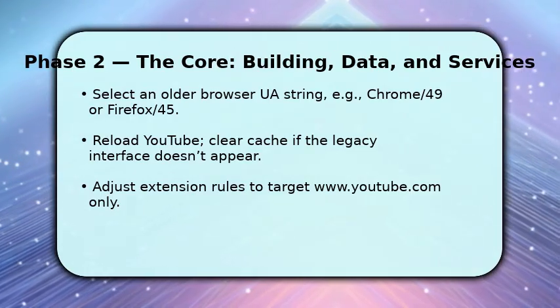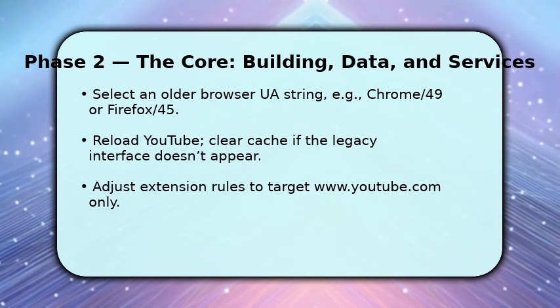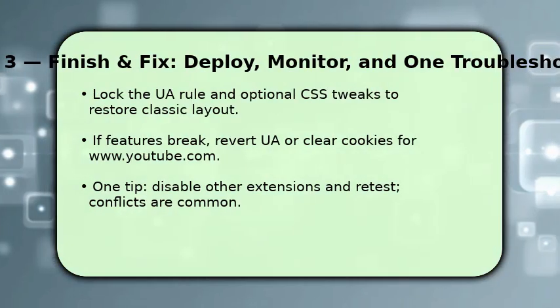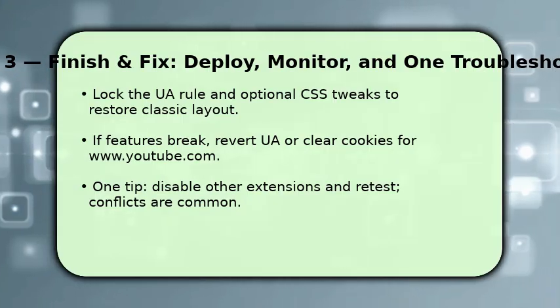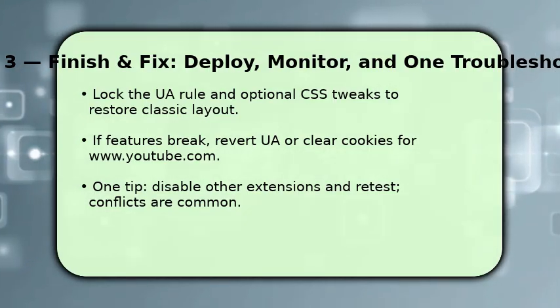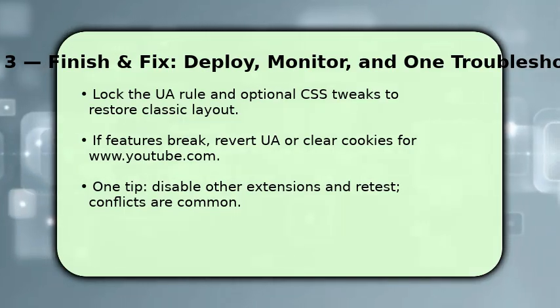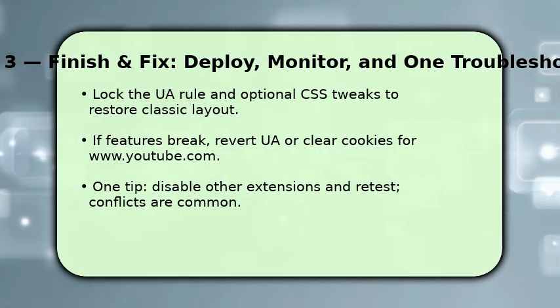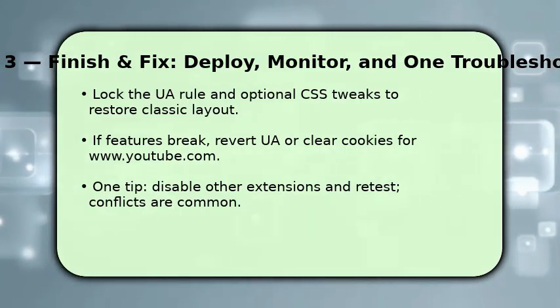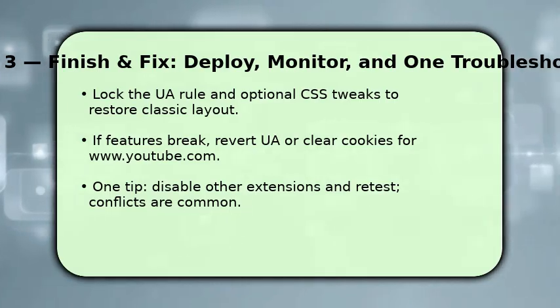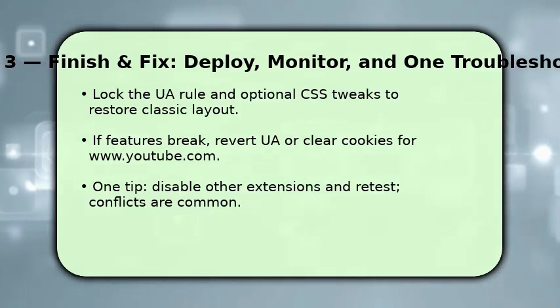Finish by locking your user agent rule and, if needed, applying small CSS fixes via the extension to restore classic layout elements. Test playback, comments, and subscriptions to confirm functionality. If something breaks, clear cookies for YouTube and reload, or revert the user agent to current, then try a different older UA string. One quick troubleshooting tip: disable other extensions and retest. Most conflicts come from ad block.